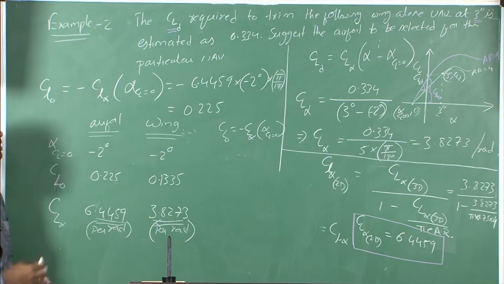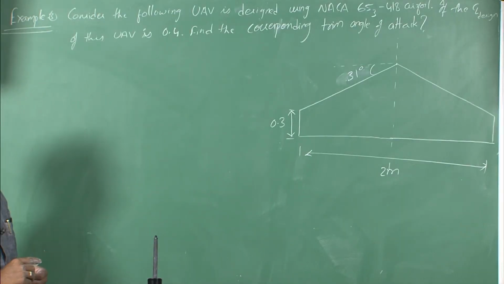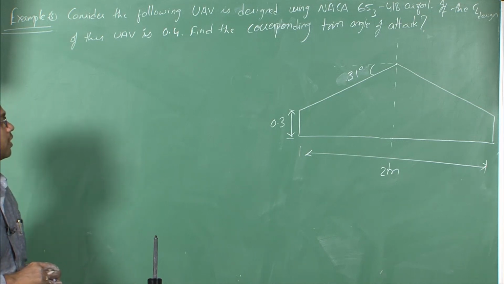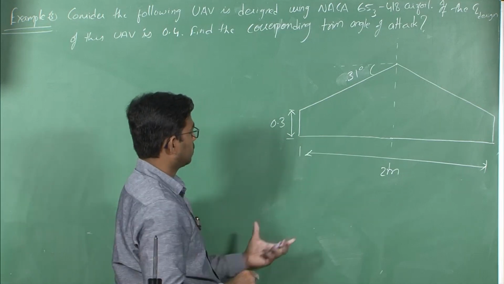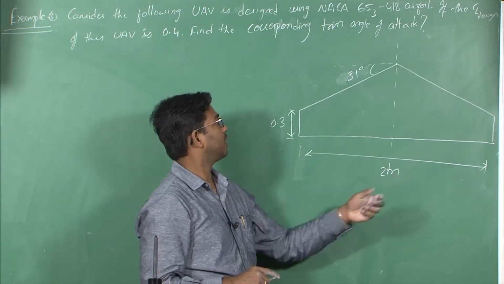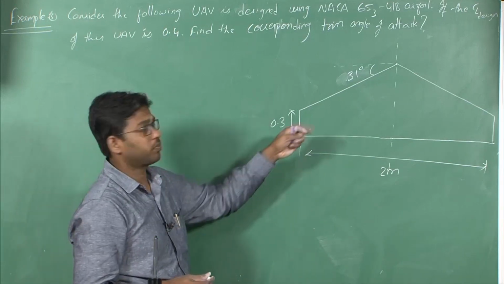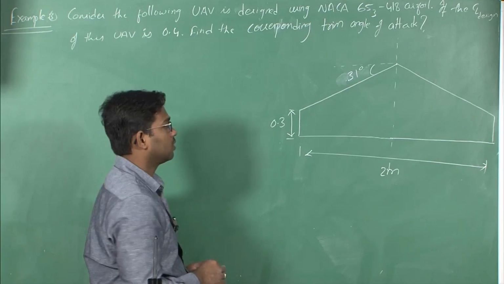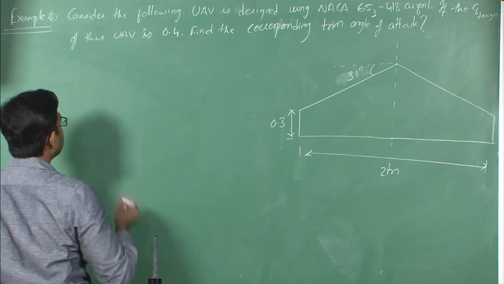Now, say if I increase the aspect ratio, let us consider example 3 here. Consider the following UAV designed using the NACA 653418 airfoil. If the CL design of this UAV is 0.4, find the corresponding trim angle of attack. The planform of this UAV is given, which has a 2 meter span, 0.3 meter tip chord, and a leading edge sweep of 31 degrees. So we need to find the trim angle of attack first.